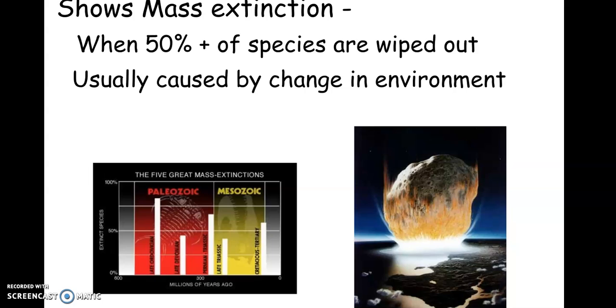This is usually caused by a change in the environment. Perhaps an asteroid hit the planet and caused a huge cloud of dust over the entire Earth, which would kill a great many of the plants, which therefore would kill many of the species. Scientists believe there were 5 great mass extinctions in Earth's history.